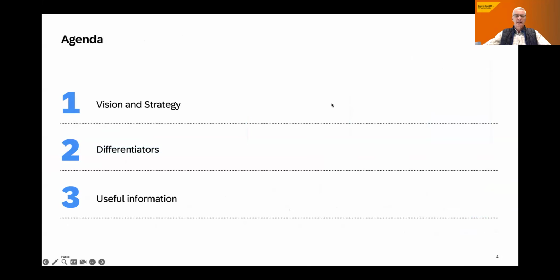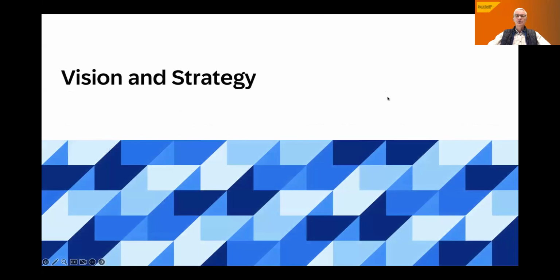I'm going to talk very briefly about the vision and strategy of SAP. The second part of my presentation is going to be about the differentiators, meaning the 5 answers to the question, what is actually different and better in SAP S/4HANA compared to the classic world? And finally, useful information. We have a collection of links that are definitely helpful for you to get deeper information if you are looking for it. Next slide, please. Vision and strategy.